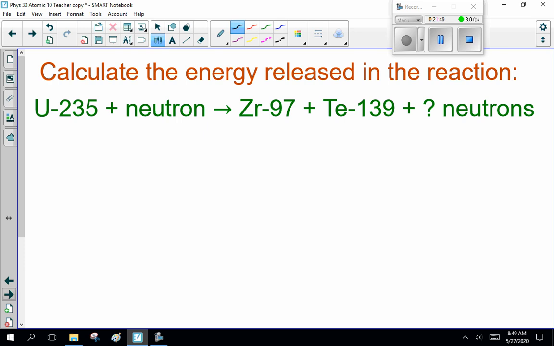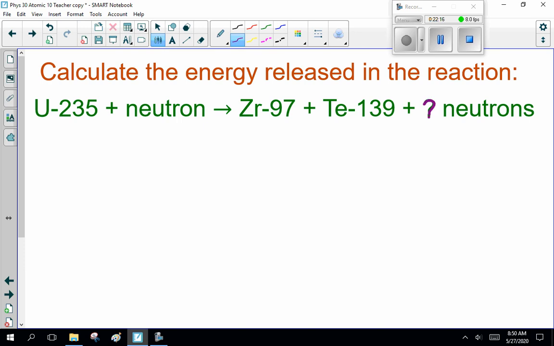Uranium-235 plus neutron makes zirconium-97 plus tellurium-139 plus some neutrons. Now, notice I'm not asking for the velocity of any of these, because zirconium and tellurium tend to be solids. I'd only ask for the velocity if we're making a gas or I'm specific about it. Anyway, first things first, we have to balance the reaction. Notice on the right, an unknown number of neutrons.